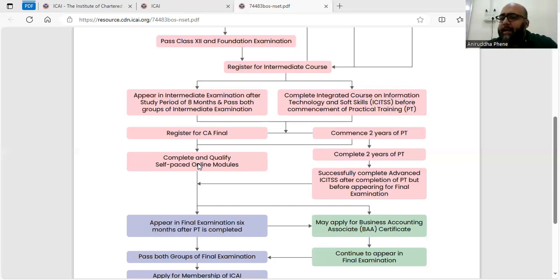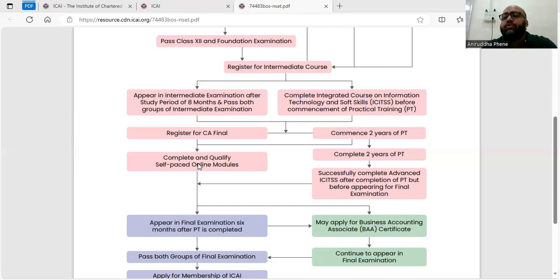Once you clear the intermediate exam, you can register for CA final. You have to do 2 years of articleship under a CA firm. After completing that, you can appear for the CA final exam. And the CA final exam also has now been reduced to 6 subjects. Earlier it was 8 subjects.